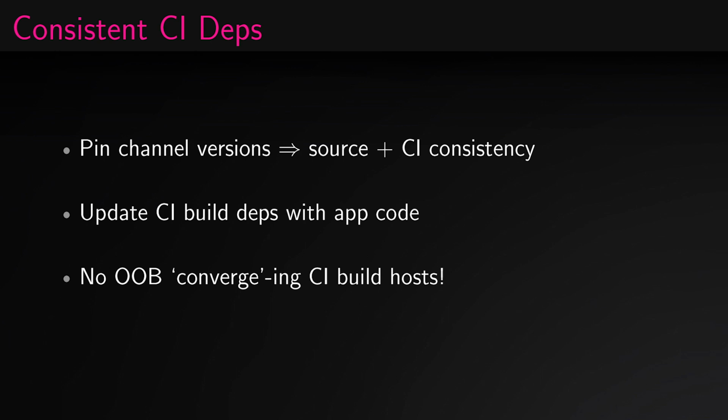And we update the CI build dependencies alongside the application code. So we don't have to say, oh, well, I'm trying to upgrade Ruby in this MRI application, so I have to make all these changes to the source code maybe, and at the same time I have to go and do some out-of-band chef converging or something like that on the CI build host. That's no longer a thing. It was for a while.